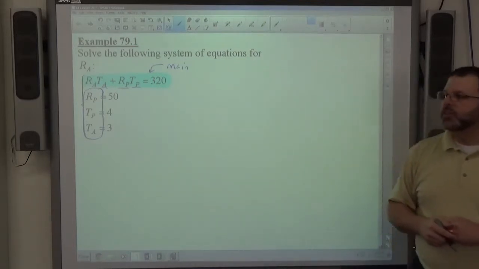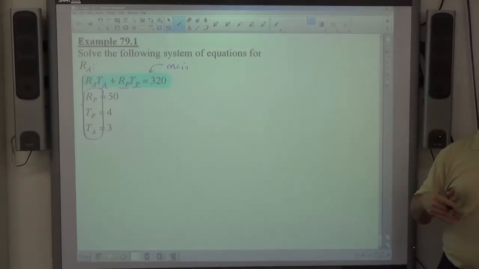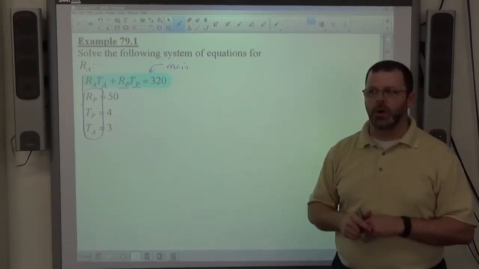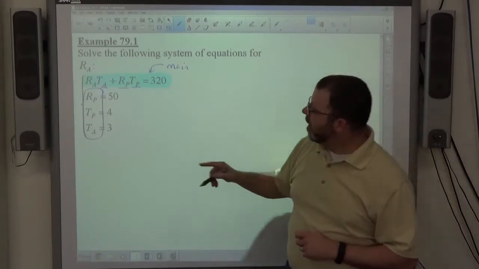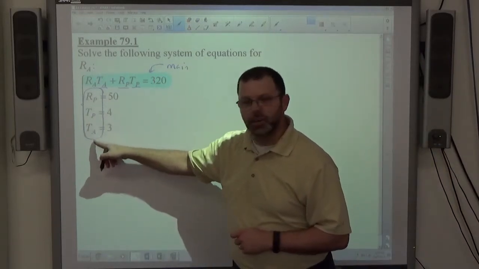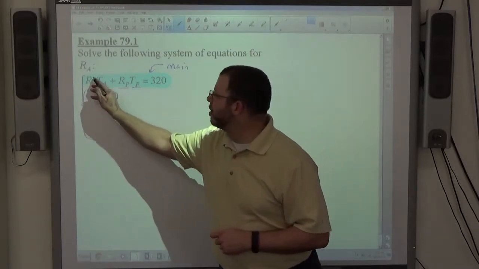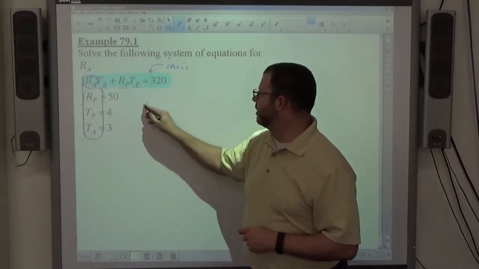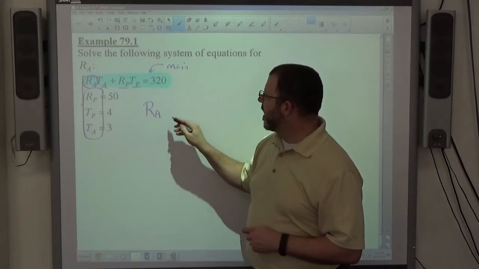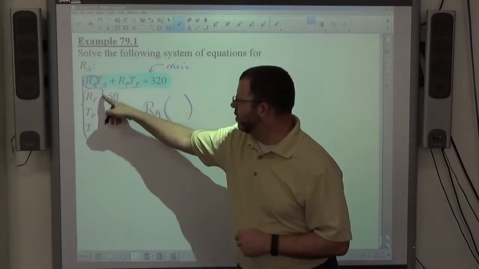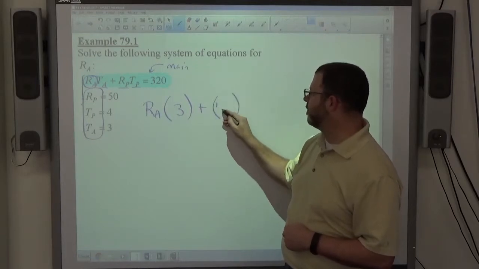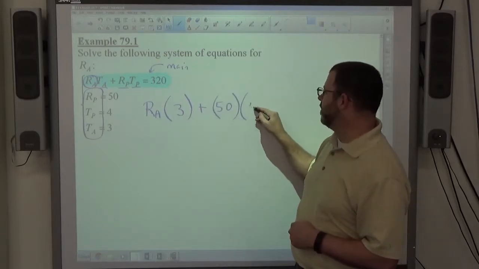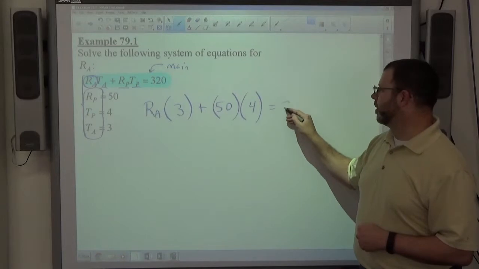So what we want to do for our first step, after we've identified the main equation and substituting equations, is substitute everything in all at once. All objects that can be substituted get substituted. Nothing down here says R sub A is equal to anything, so R sub A is going to stay R sub A. That's being multiplied by T sub A, which equals 3. That's being added to R sub P, which is 50, which is being multiplied by T sub P, which is 4, which equals 320.